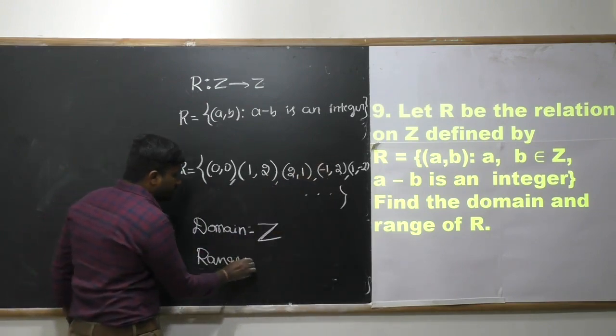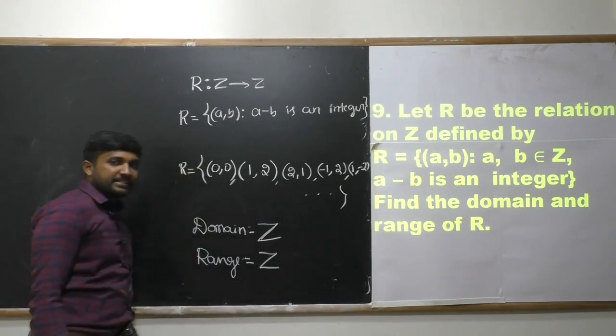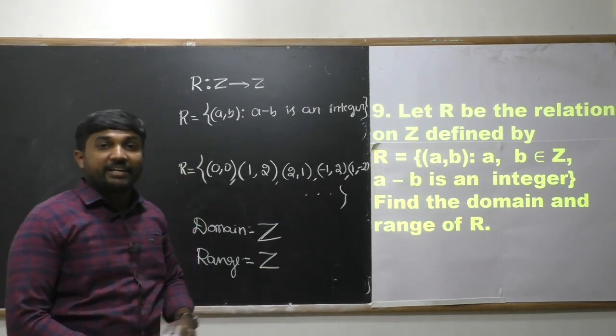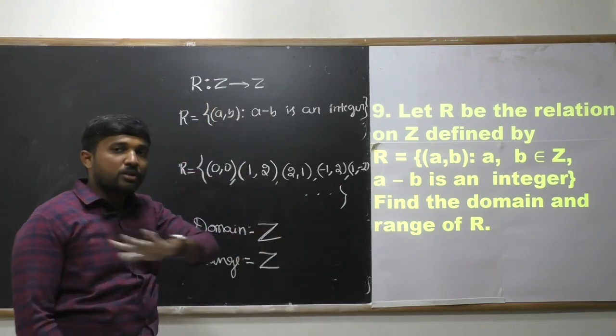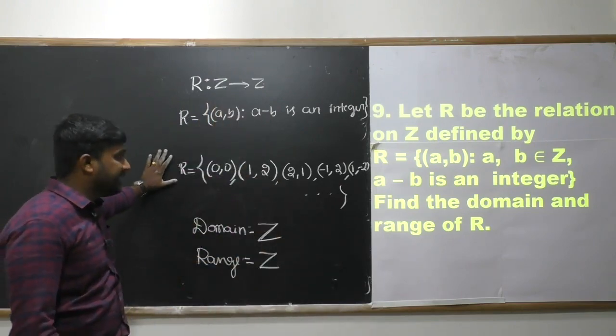So range is also an integer. Domain is an integer. Range is an integer. Here Z is an infinite set, so you can't list out all the elements of this relation R.